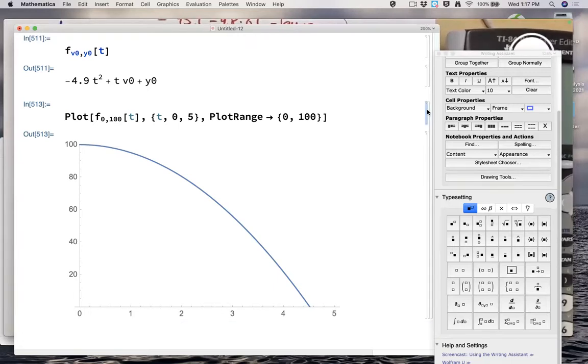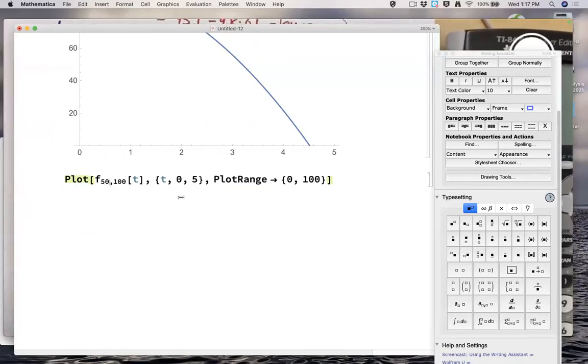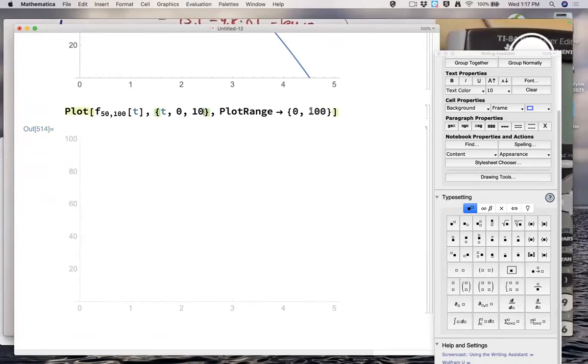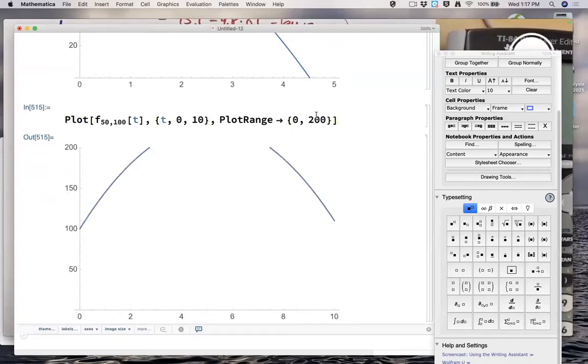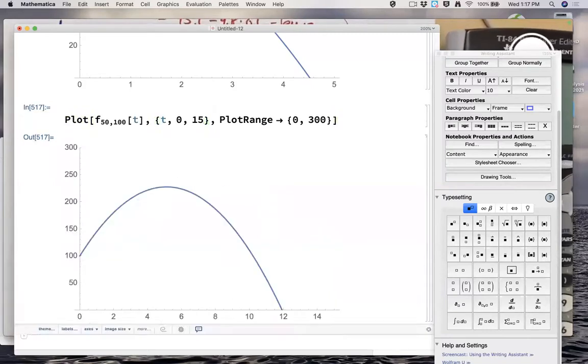If I change v0 and y0, maybe I change v0 to be positive 50 instead of 0, it's going to update the graph. Of course, I probably want to make the plot range different. Yeah, because now you don't even see the plot. Let's let t go up to 10. Let's let y go up to 200. Now we see the plot. I better let t go past 10, say to 15. The graph changed. The 50 is the initial velocity. It's no longer 0, it's positive 50.